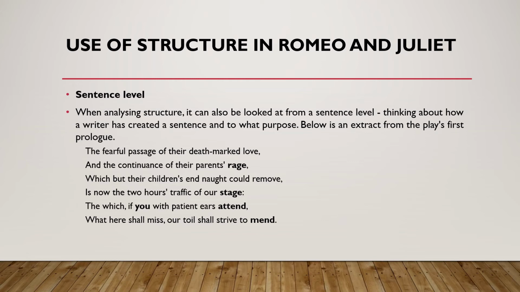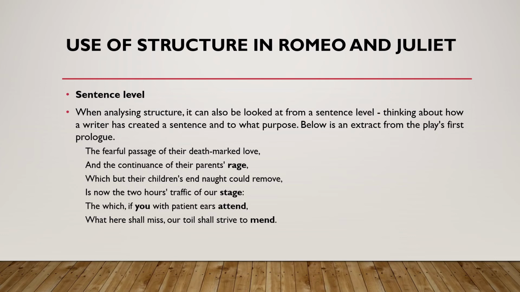When we're looking at structure on a sentence level then, it can be important to think about how the writer has created a sentence and what its purpose is. Below, we've got an extract from the play's first prologue. So it says, the fearful passage of their death-marked love and the continuance of their parents' rage, which but their children's end not could remove, is now the two hours' traffic of our stage, the which, if you with patient ears attend, what here shall miss, our toil shall strive to mend.